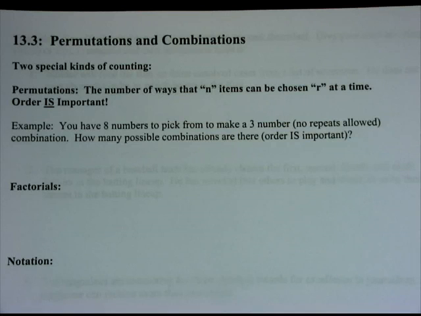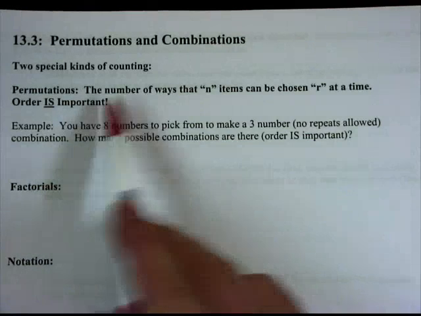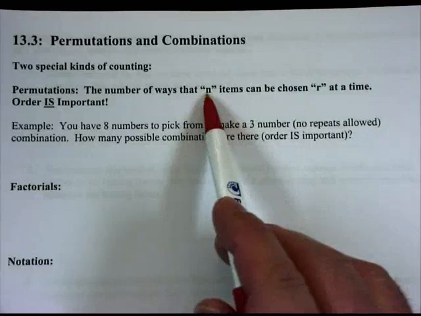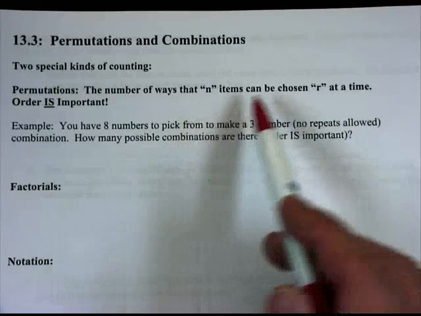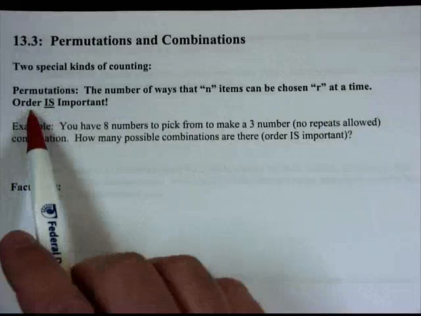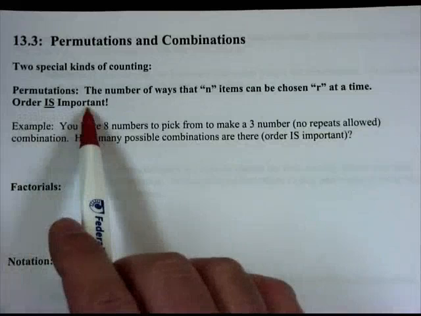So again, these are two special kinds of counting that can be used on some occasions. And I'm going to start by giving you a definition, which probably isn't going to make much sense to begin with. Then we'll go through an example, and then we'll figure out what the notation is and how to use it on the calculator. So a permutation is the number of ways that a certain number of items, n items, can be chosen r at a time. And for permutations, we say that order is important.